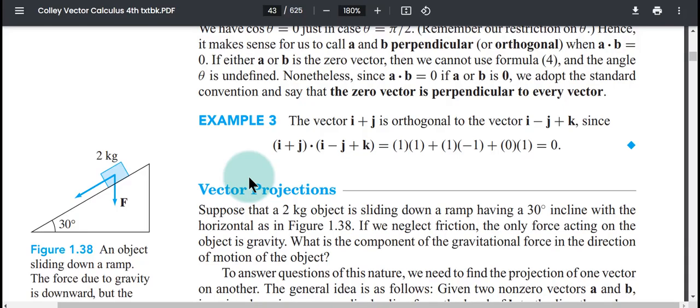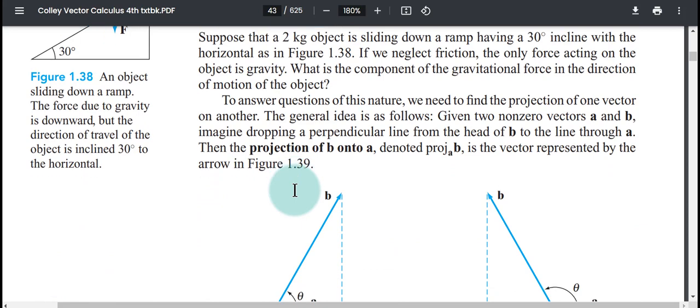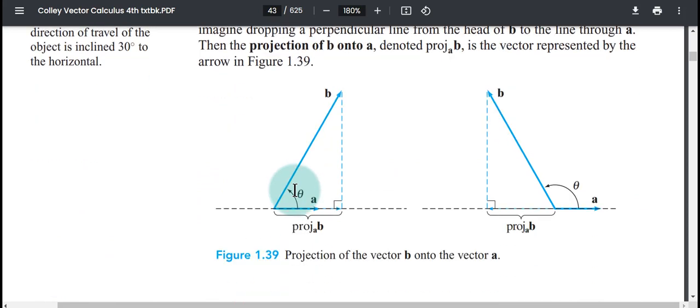Okay, so the last topic that we want to discuss is what's called vector projections. So let's take a look at this picture here. And here we can see that we have a vector A and a vector B.